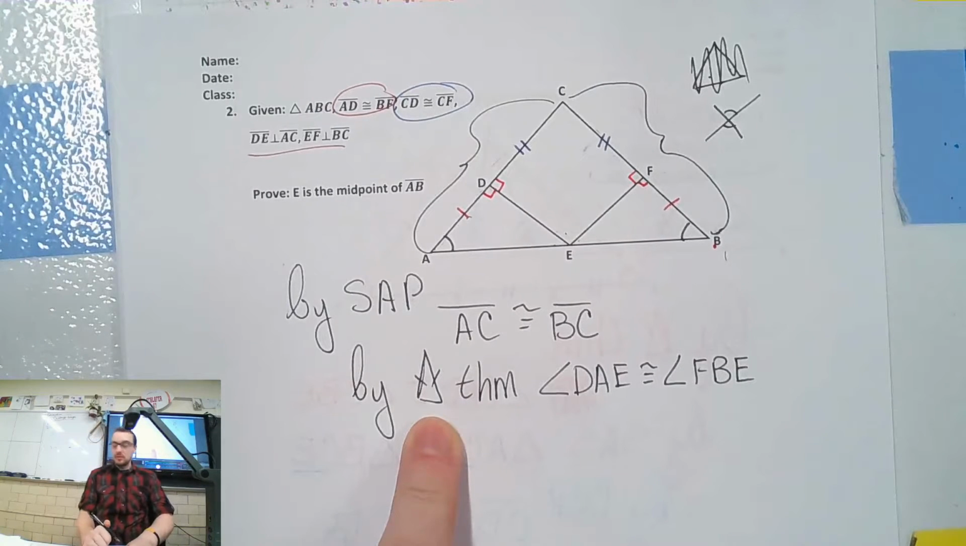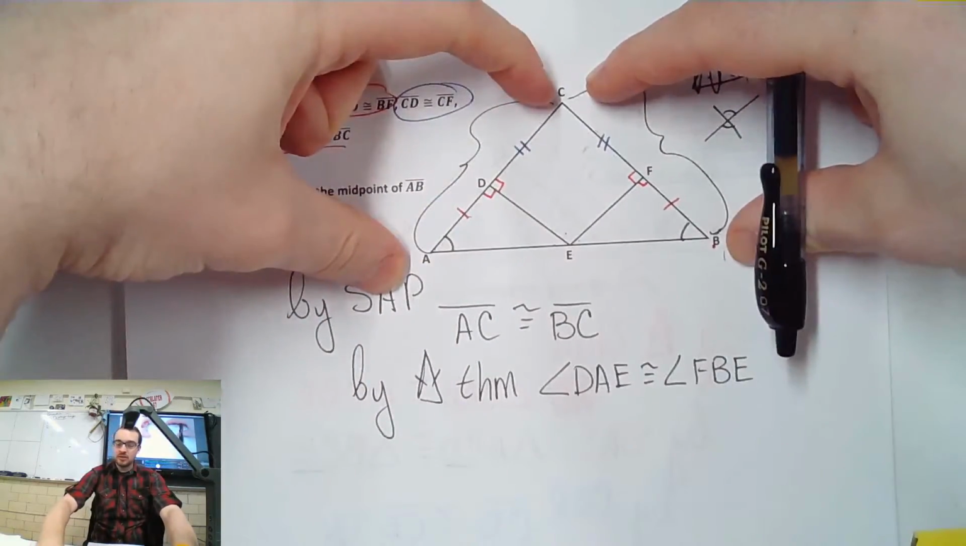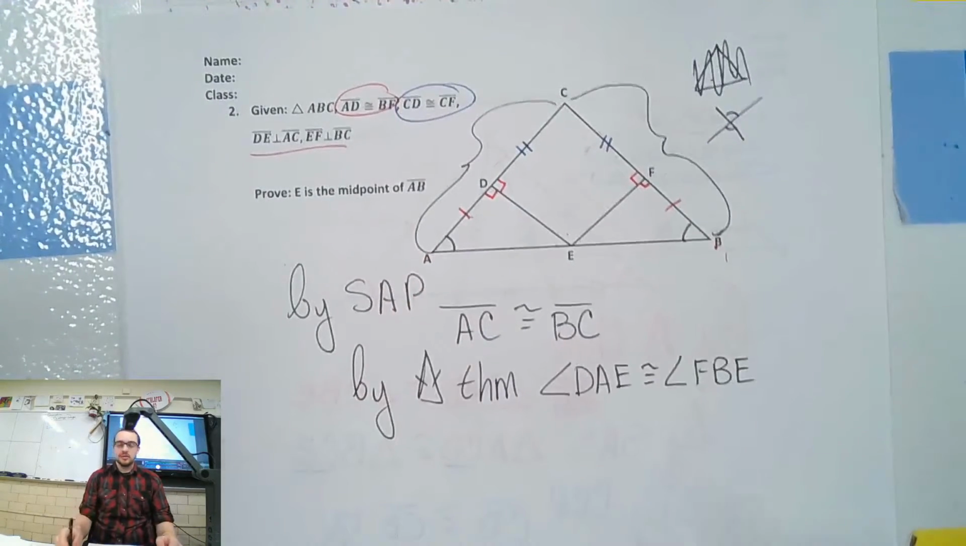How do you write isosceles triangle? Isosceles triangle is the symbol, right? That's the symbol for an isosceles triangle, and then THM is short for theorem. The theorem says if you have two sides congruent, then you get the two opposite angles congruent. What do you see, Ellie?